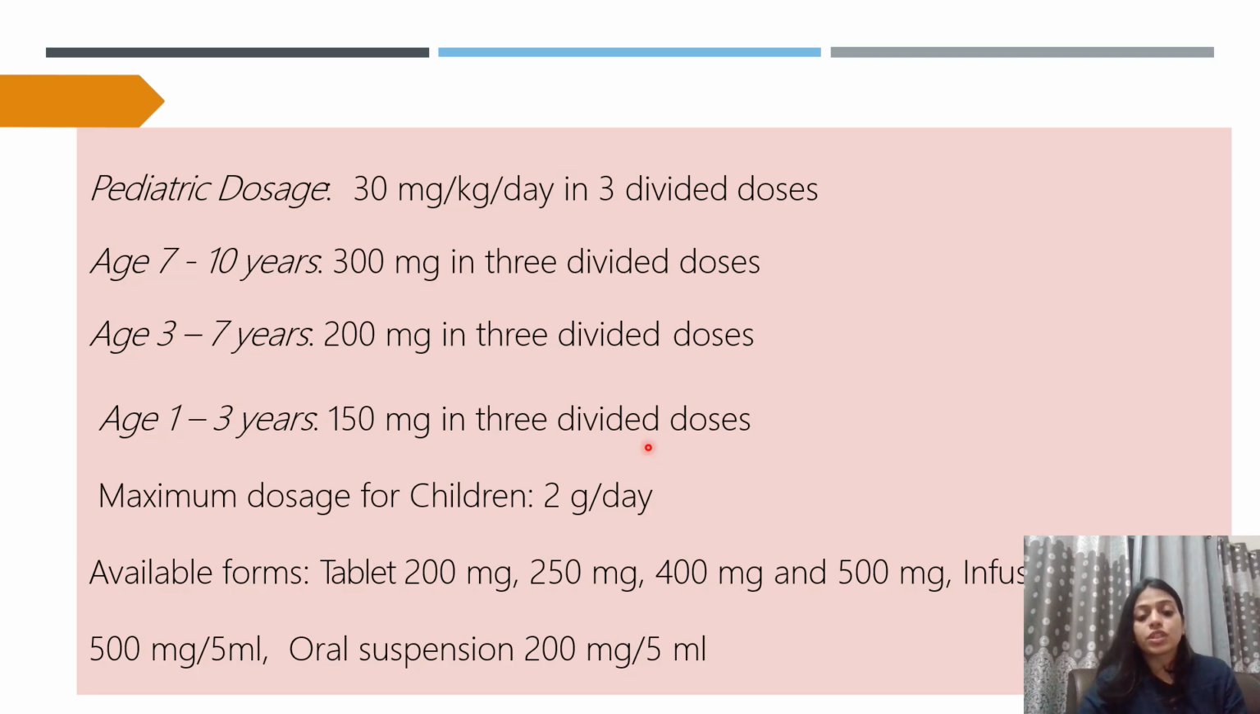The maximum dosage for children for metronidazole is 2 grams per day, and it is available as a tablet, 200 milligram, 250, 400 and 500, and also as infusion and oral suspension. The infusion is 500 milligram per 5 ml and the oral suspension is 200 milligram per 5 ml.